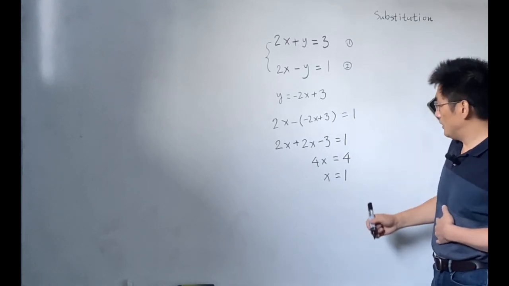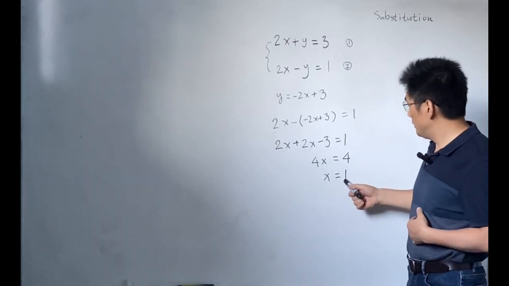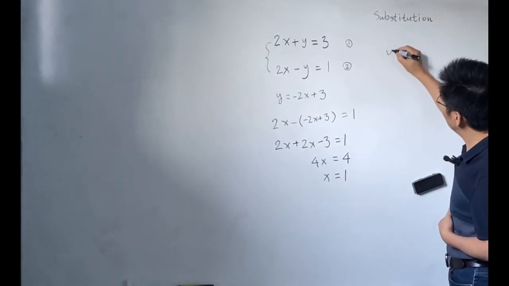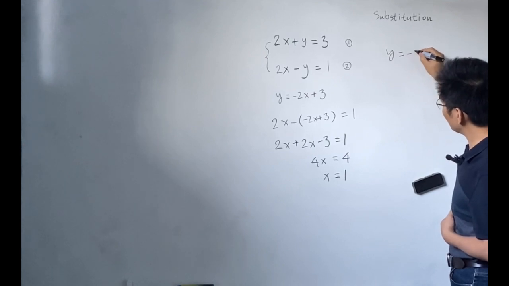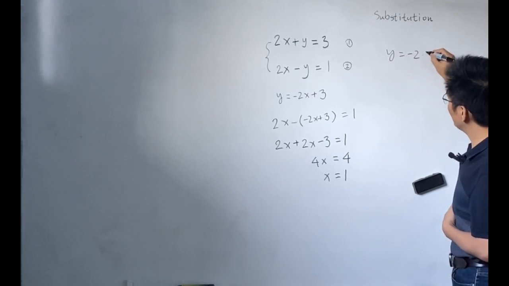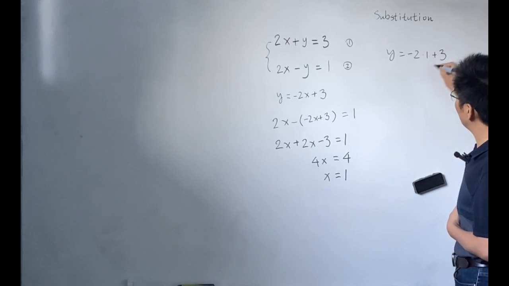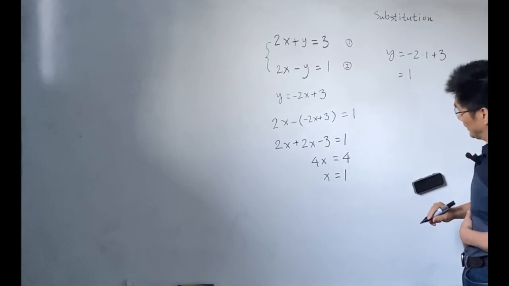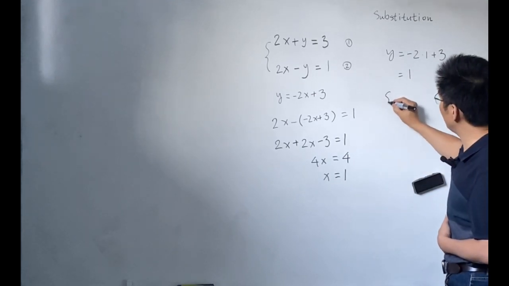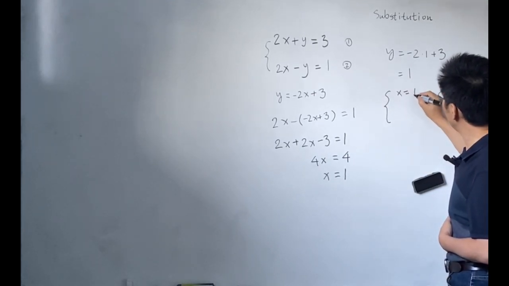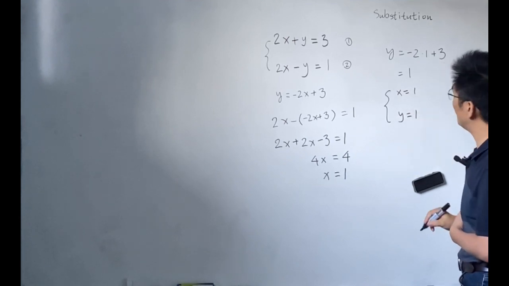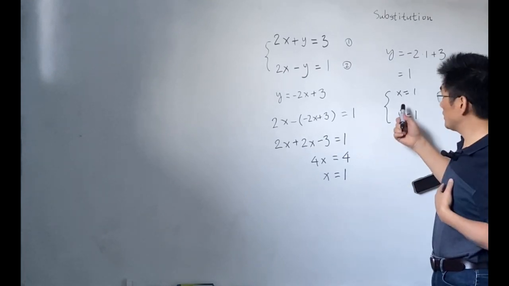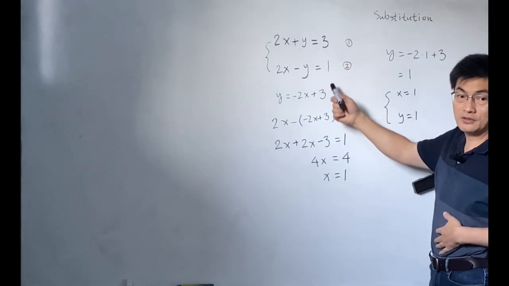right? So then what is y? Well, if we plug this in here, we're going to get y equals negative 2x times 1 plus 3. And this equals 3 minus 2. That equals 1. So our solution is here, x equals 1, y equals 1. That's our solution. Right? So this is the only solution for this system of equations.